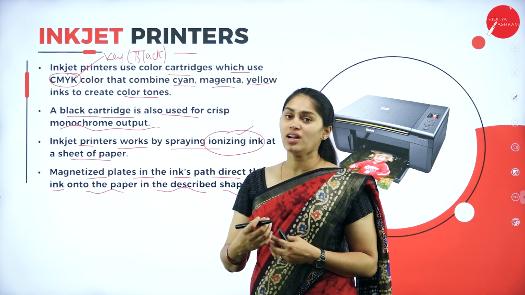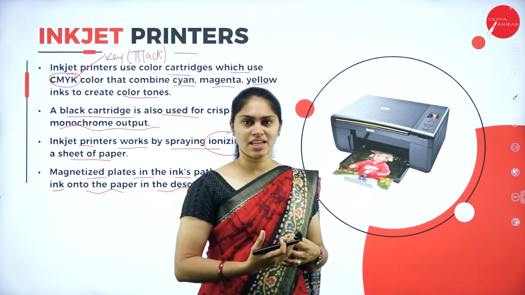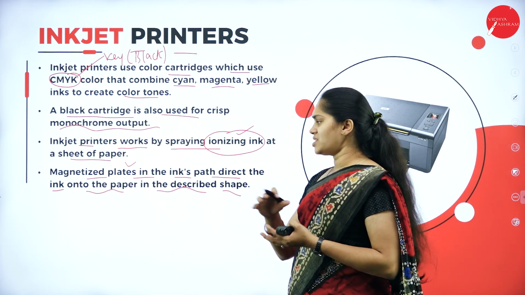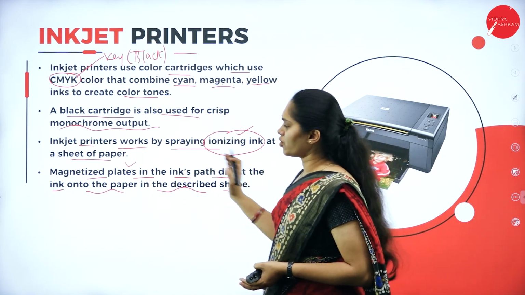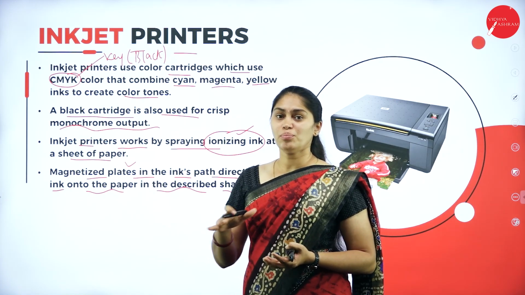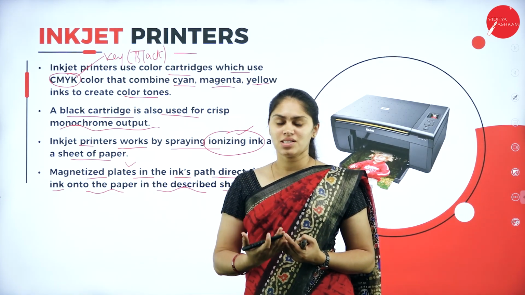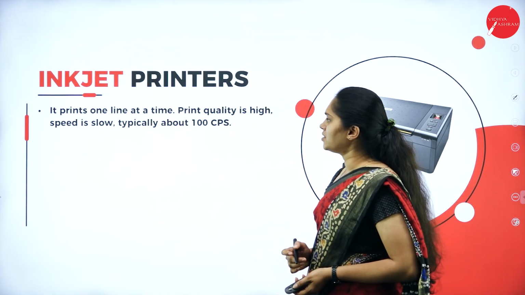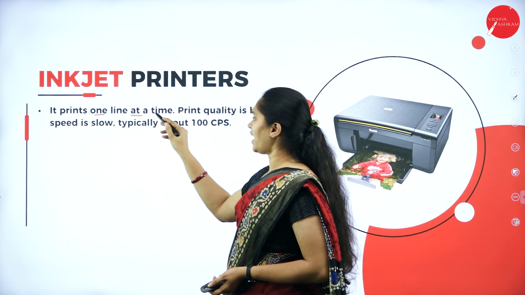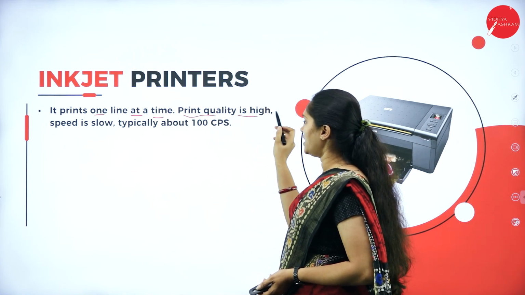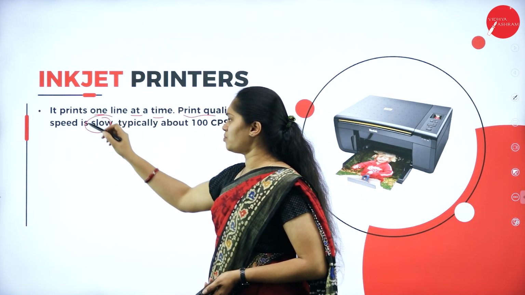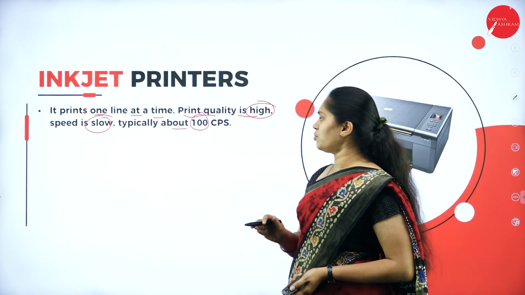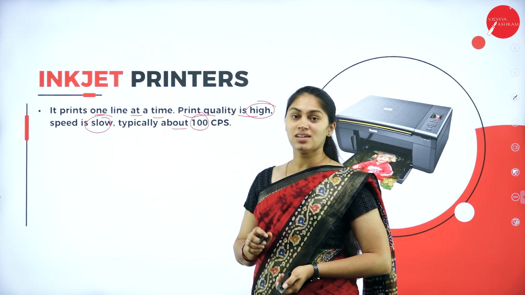What is the shape, or what is the output that we are seeking? That is guided by these magnetized plates in the ink path, which direct the ink in order to produce the output we are looking for. That is the inkjet printer. It prints one line at a time. Print quality is very high, but speed is somewhat slow. Typically it's about 100 CPS, so it prints 100 characters per second.